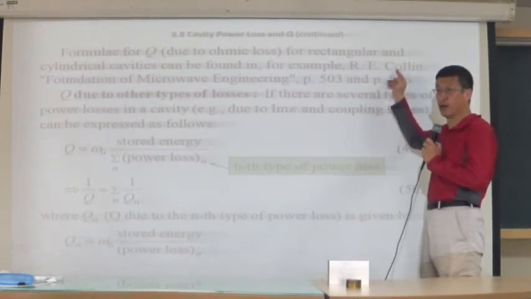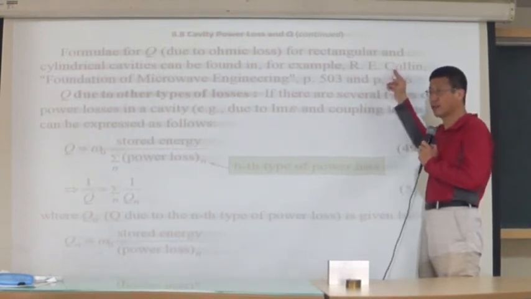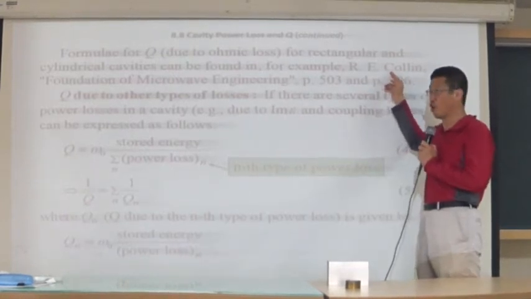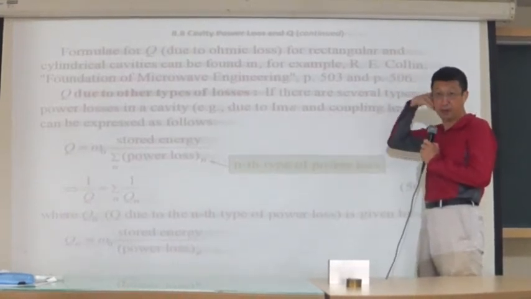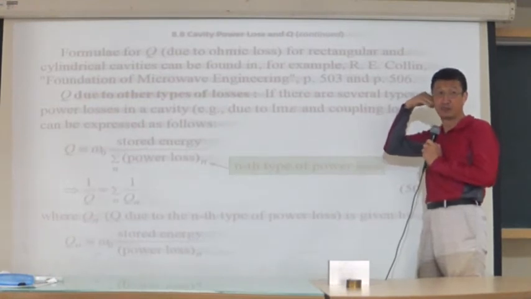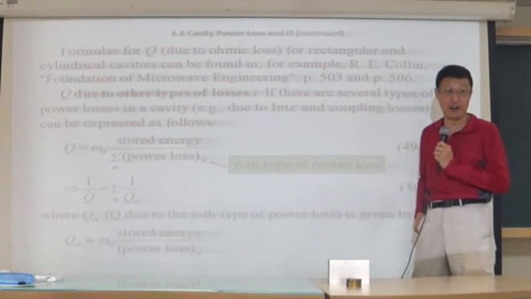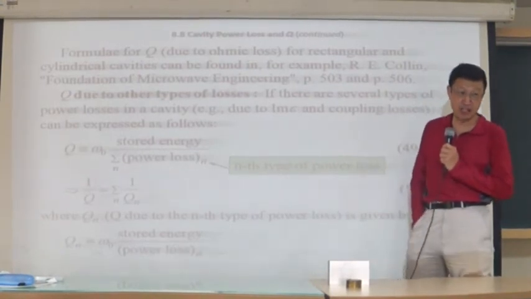Collin somewhat looks like from a physics department, so he derived all the equations carefully. Pozar is from an engineering department, and he simplified the notation a lot, which is much easier to understand. So it's up to you.